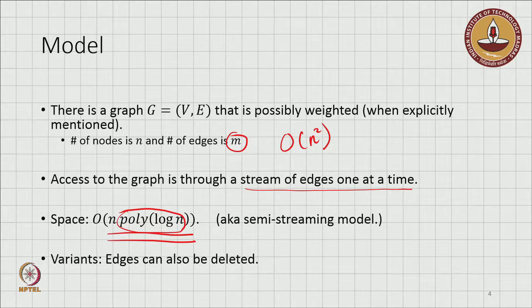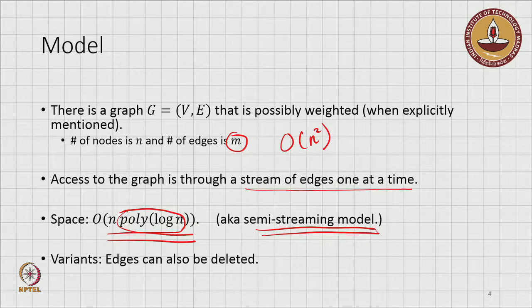And this is a slight relaxation of the usual streaming model, where the actual memory that we can store is much smaller, say typically only log n or maybe log squared n or something like that. But with such small memory, graph problems tend to become oftentimes impossible to solve, and so we give ourselves a little bit more memory, and as a result this model is called the semi-streaming model.